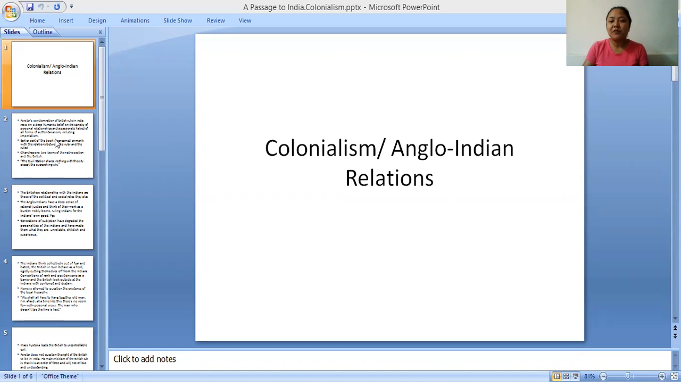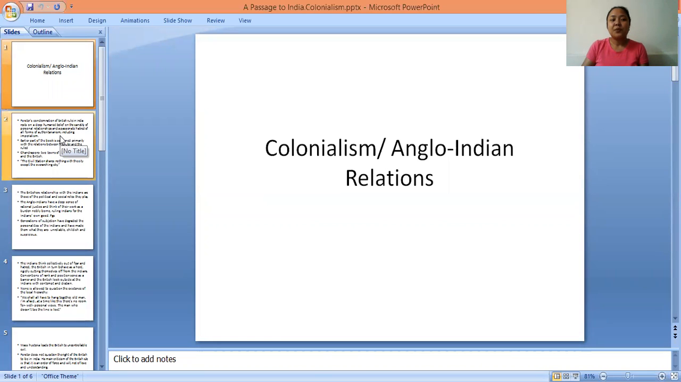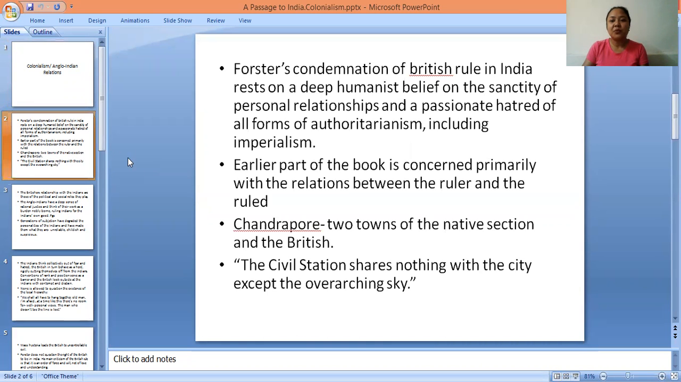So the next theme that we find very prominently in the book is the theme of colonialism or the Anglo-Indian relationship. Here we see that when the novel was initially published, it received a lot of interest from people all over the world due to the criticism of, and the scathing remarks on, British imperialism in India. We see that Forster's condemnation of the British rule in India rests on a deep humanist belief in the sanctity of personal relationships and a passionate hatred of all forms of authoritarianism, including imperialism.